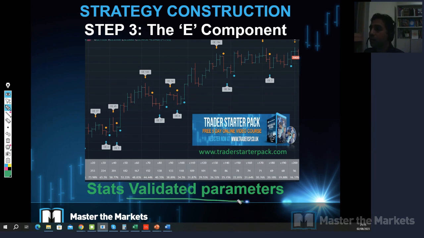Okay. Now, most of these things, in terms of strategy construction, different parts of the strategy for beginner and intermediate traders, we cover in detail in traderstarterpack.com.